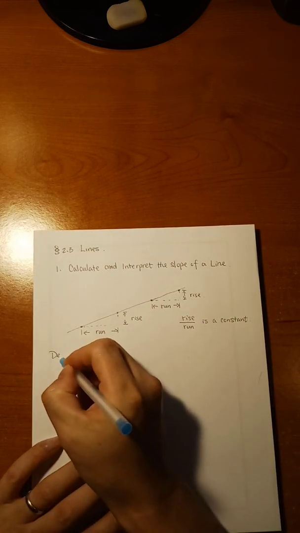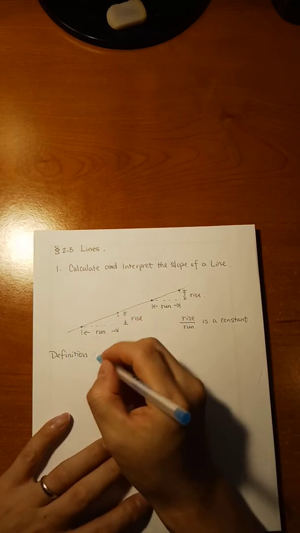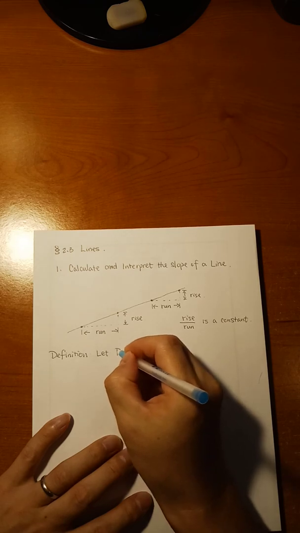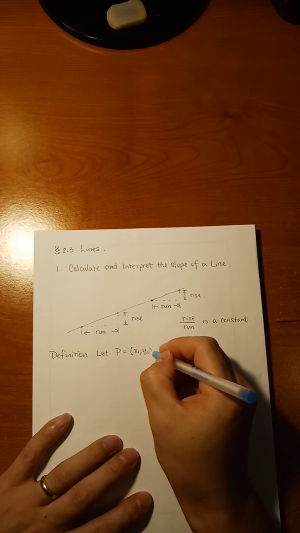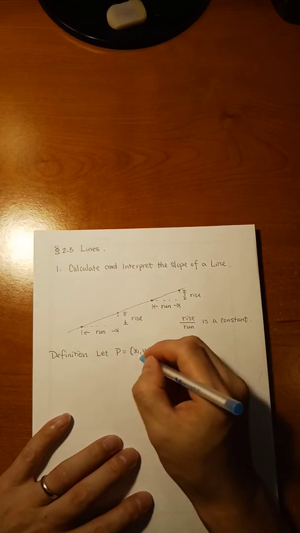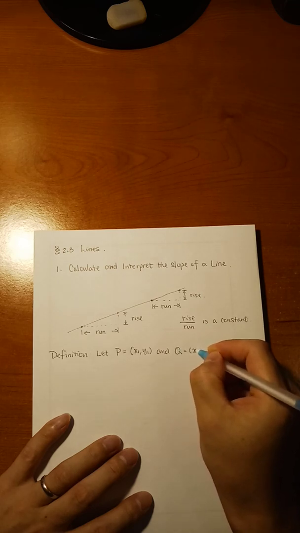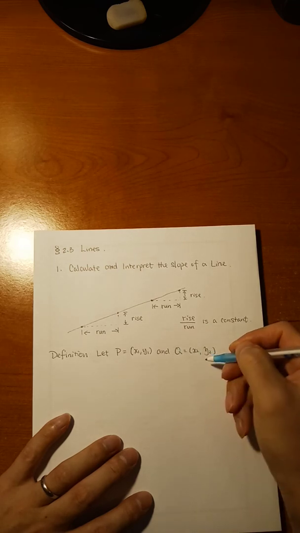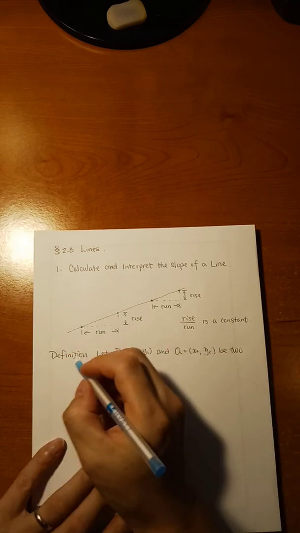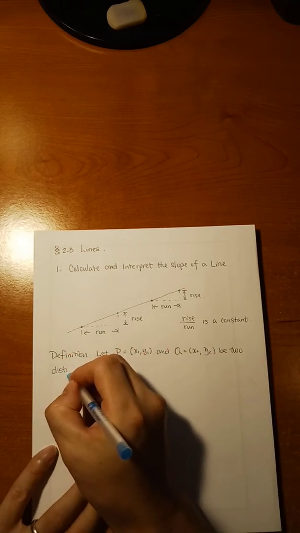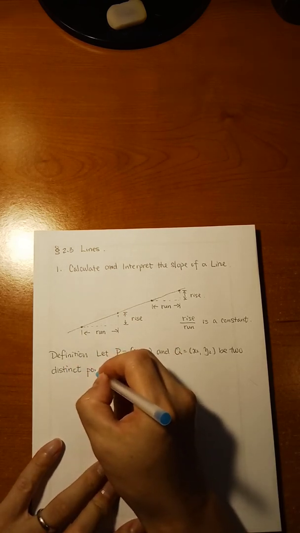Okay, let's see the definition. Let P be (x1, y1). So we're going to put in the coordinates, and Q be (x2, y2), be 2 distinct points.